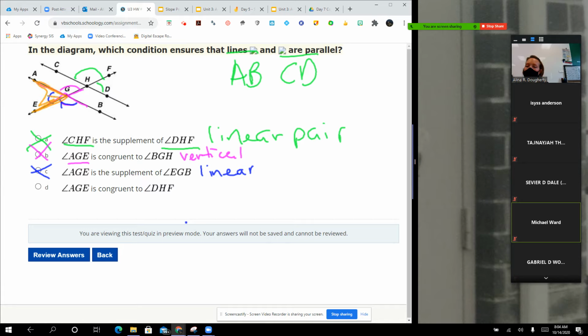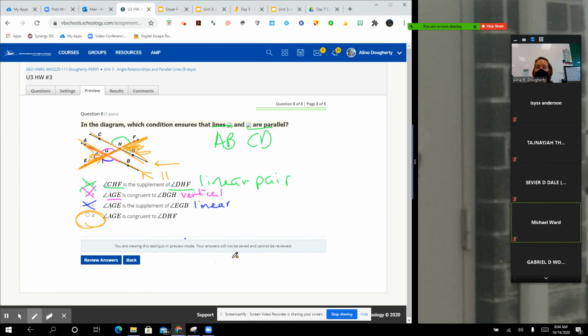AGE, this guy here, is congruent to DHF, this guy here. Those are alternate exterior angles, right? Alternate exterior should be congruent, and they prove that AB is parallel to CD. So your answer is going to be this one here. And you just got to mark them. Okay, if you need to draw them on your own piece of paper, do that.